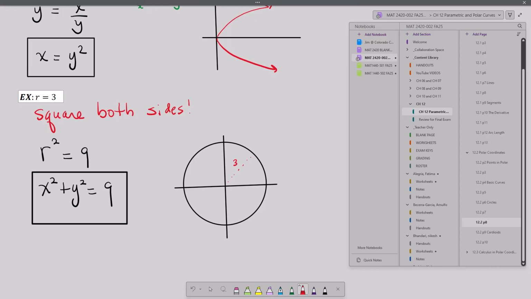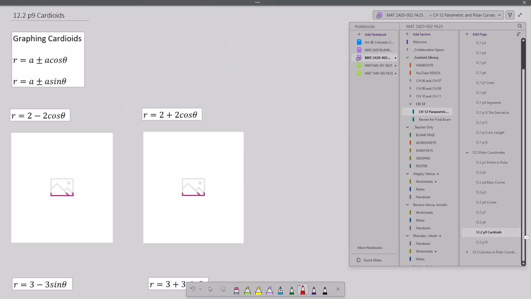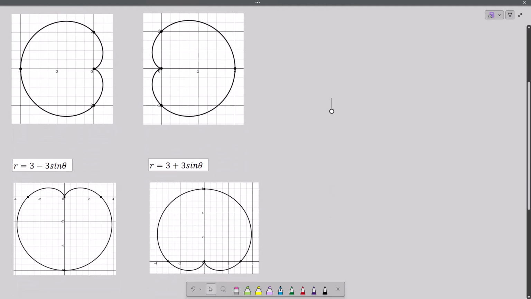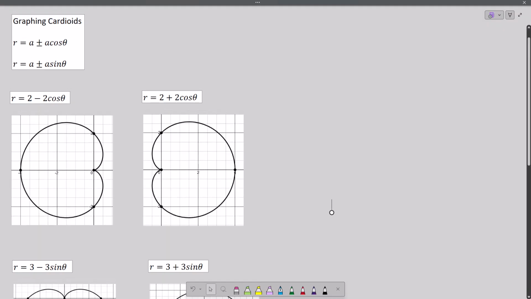Now to graph the most interesting polar curve that we're going to look at, the cardioid. Cardioids are going to be the most complicated ones that we are going to do by hand. So a cardioid looks like a heart or a kidney bean, depending on where the dimple is. So these are the 4 types of cardioids we're going to look at. You can have cardioids that have the dimple horizontal, or you can have the dimple vertical. Let's talk about these.